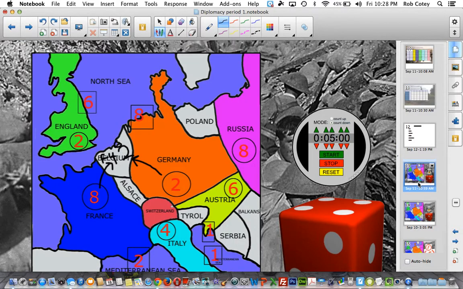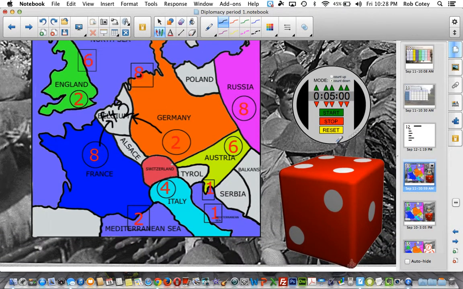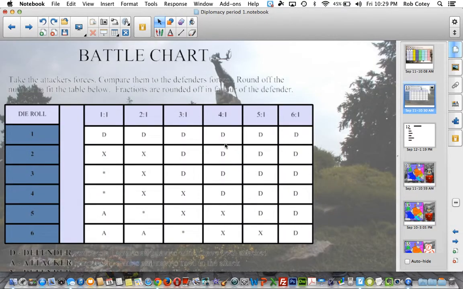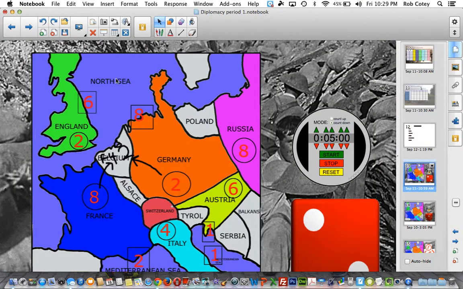As we go back to our map, now we're ready to roll the dice. The dice is right here. We tap the dice and we see what happens. In this case, it's a 2. If we go back and we look, they move equal numbers of armies. In which case, Germany would be eliminated and France would be left with 2. Meaning at the end, France would have 2 armies in Belgium and would control it.